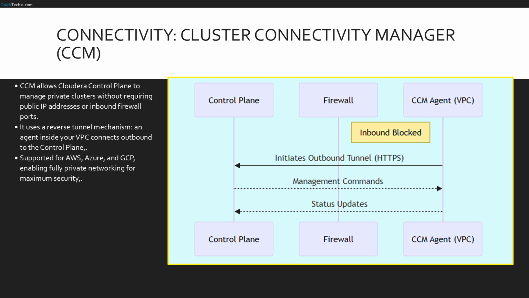Let's trace the secure communication flow. We have the control plane on the left and your private CCM agent on the right, separated by a firewall. Note that the firewall blocks all inbound attempts from the outside. The communication starts from the agent inside your VPC, which initiates an outbound tunnel over HTTPS to the control plane. Once established, the control plane can send management commands back down this secure pipe, and the agent returns status updates, maintaining connectivity without exposing your network.